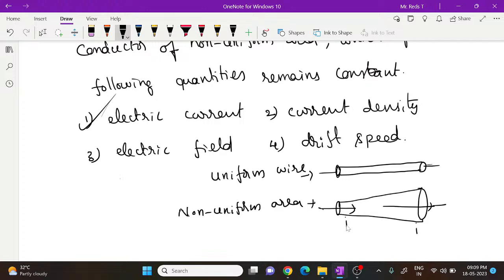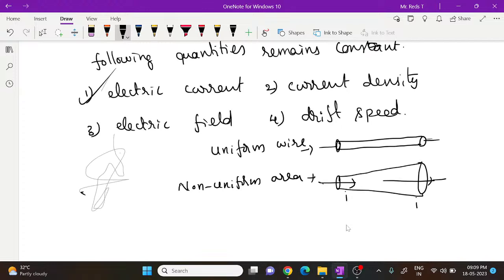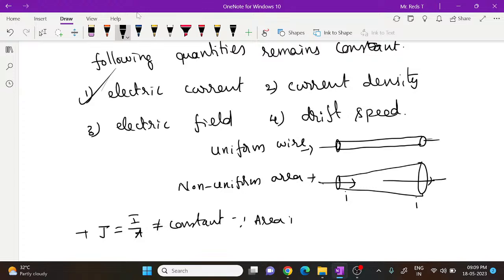What about the others? Why will current density not be constant? Current density J is equal to I by A. As the area is non-uniform here, the area is varying, so current density will be varying. It is not constant because the area is variable. So that is not correct.